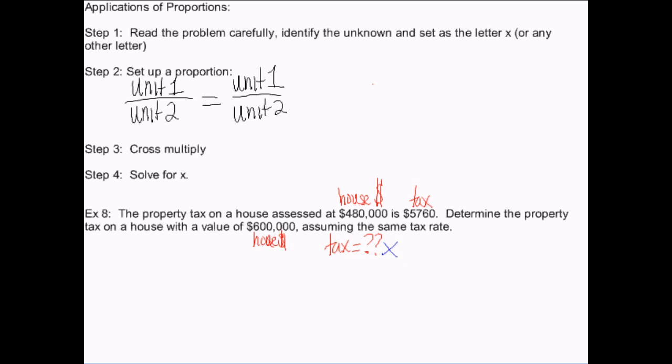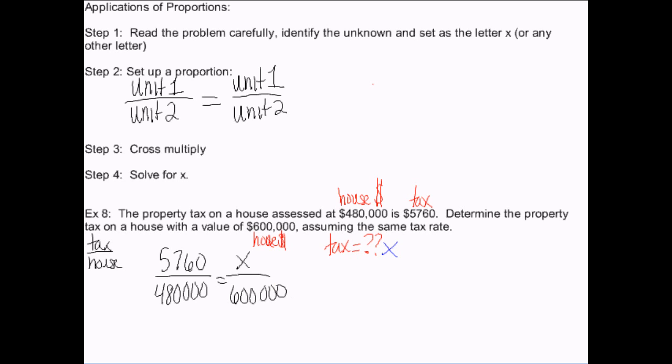Now, when we set this up, I happen to like to put the small number on top and the larger number on the bottom because I think it looks nicer, but it doesn't actually matter as long as you do the same on both fractions. So if you put tax over house, you have to do tax over house. If you do house over tax, you do that for both. So it doesn't matter which. I'm going to do tax over house. I don't know what that one is. 600,000.